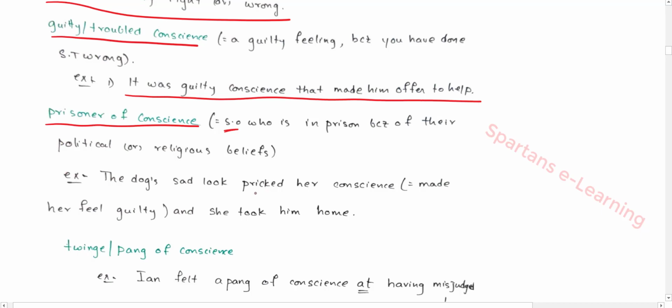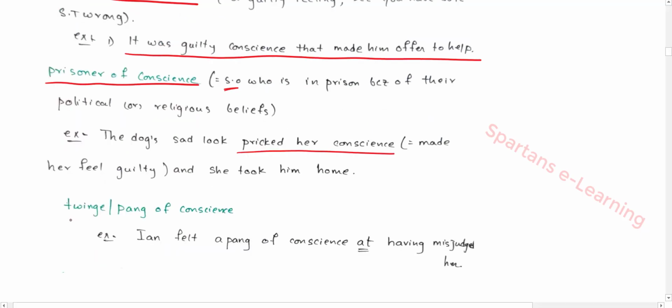Similarly, we have one more usage for conscience: prick one's conscience. Example: the dog's sad look pricked her conscience, meaning it made her feel guilty, and she took him home. Prick one's conscience means something which makes you feel guilty. Prisoner of conscience means someone in prison because of political or religious beliefs. A troubled or guilty conscience means you are feeling guilty because you have done something wrong.